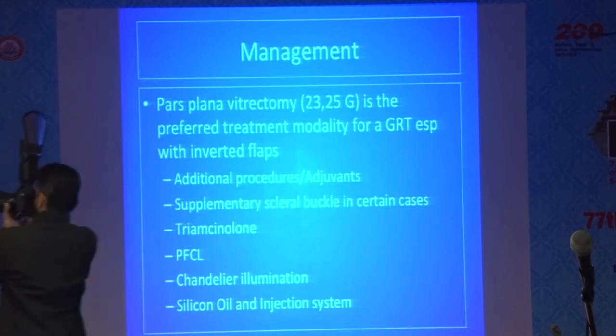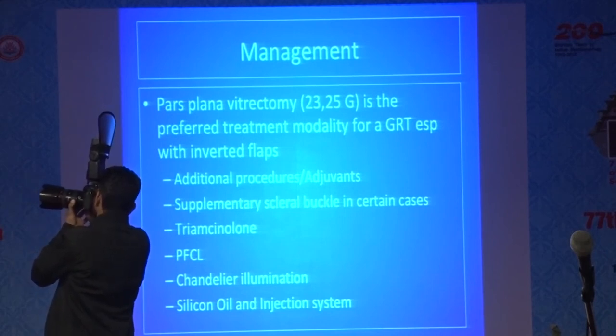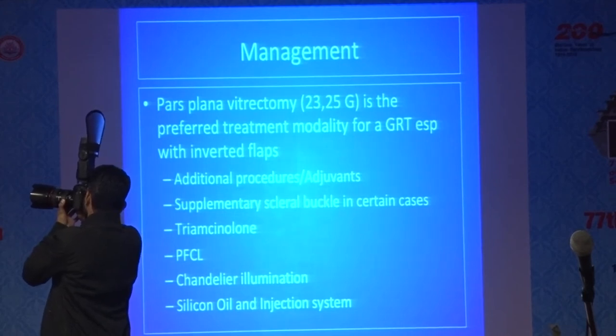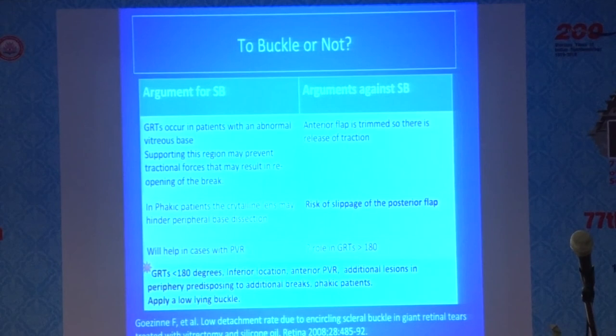There are certain additional procedures or adjuvants we require which are specific to the case. And there are some questions which come along. For example, whether or not a supplementary scleral buckle is required, the use of triamcinolone, the use of PFCL, which in today's era is inevitable, and then the use of chandelier illumination, and then silicone oil and its injection system. The first question: to apply a supplementary buckle or not.